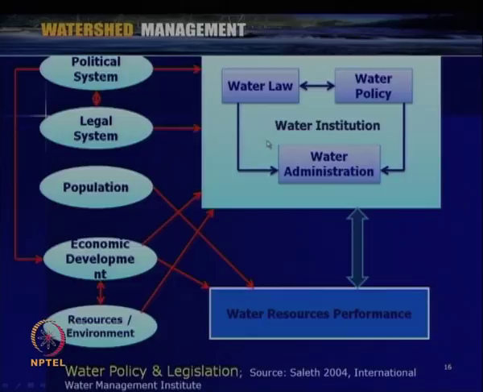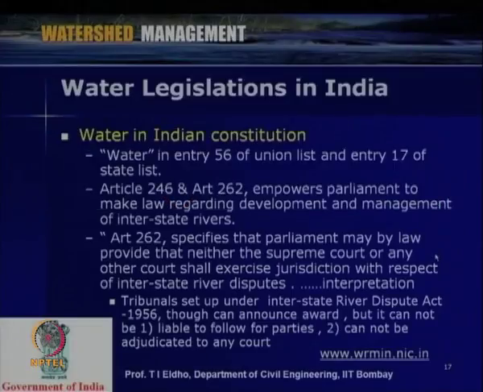On a watershed scale basis, appropriate water institutions should be formed, and then water administration can be carried out in an appropriate way. Finally, there should be better performance as far as water resources are concerned, so that socio-economic development or upliftment should take place, sufficient quantity of water should be available, water quality should be good, and there should not be any pollution of the existing resources. That way, appropriate water policy and legislation should be carried out.